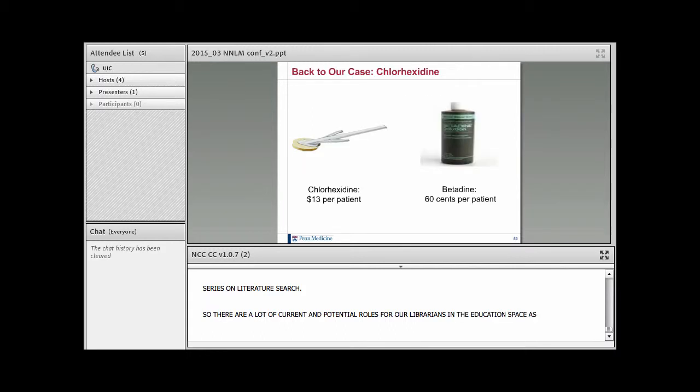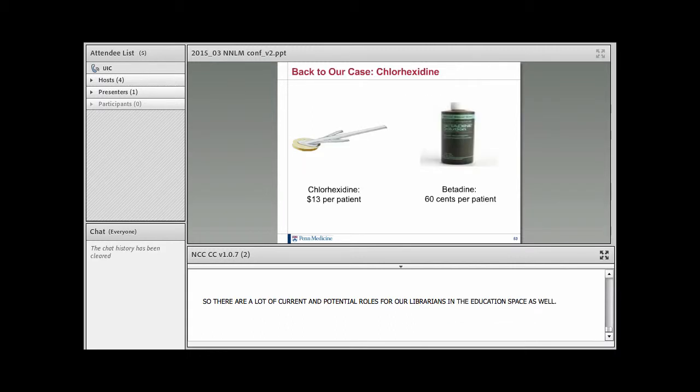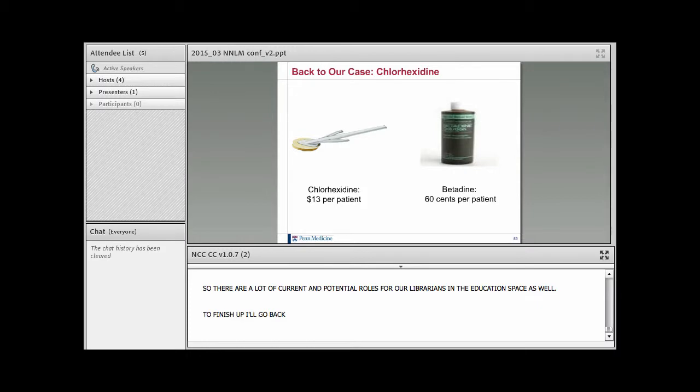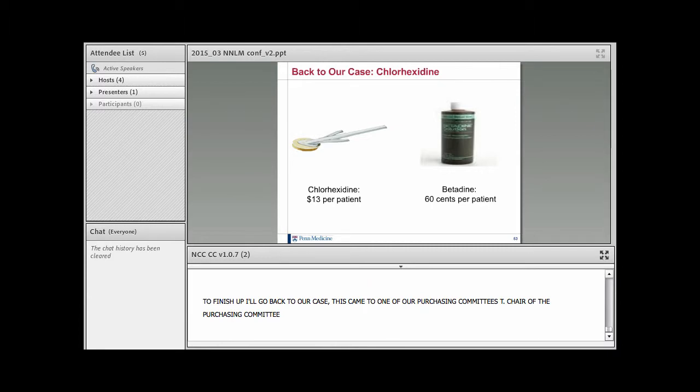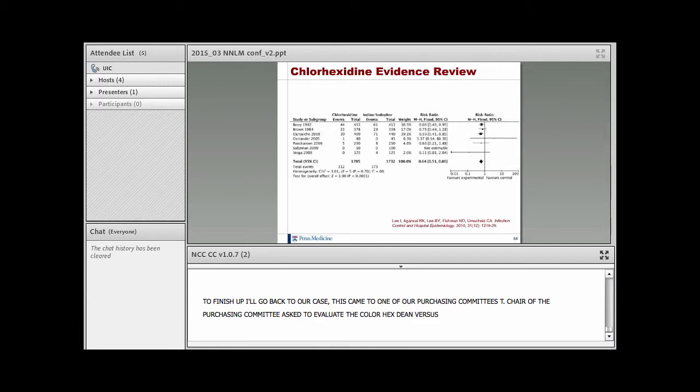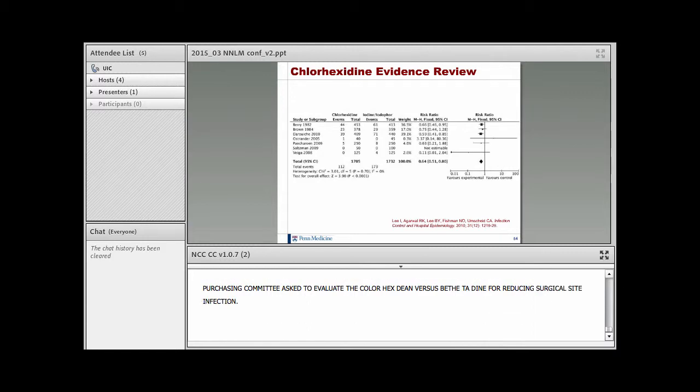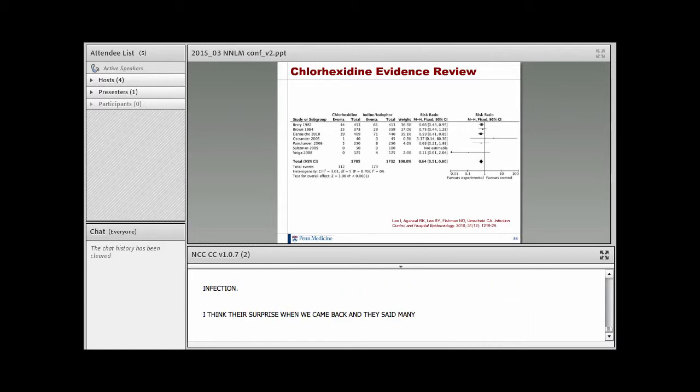So I'm just going to finish up. I'll go back to our case. This actually came to one of our purchasing committees at Penn. And the chair of the purchasing committee asked our center to evaluate the evidence on chlorhexidine versus betadine for reducing surgical site infections. And I think they were surprised when we came back and said, you know, there are many RCTs suggesting that chlorhexidine is a lot more effective. It reduced surgical site infections by about 25% as compared to betadine.